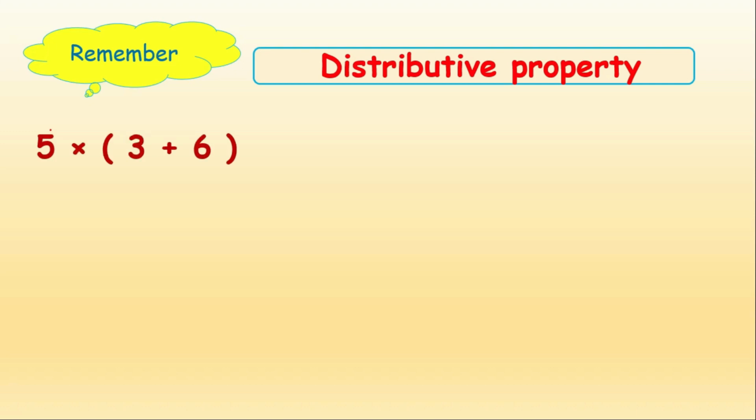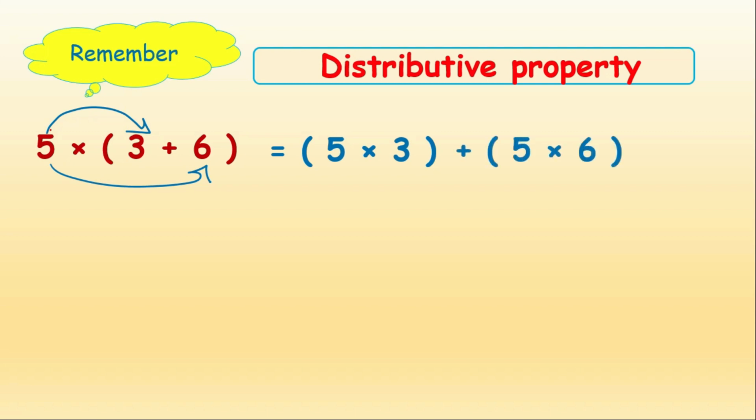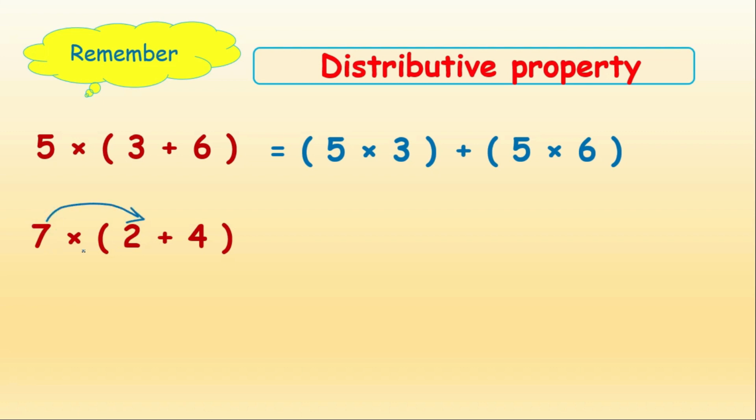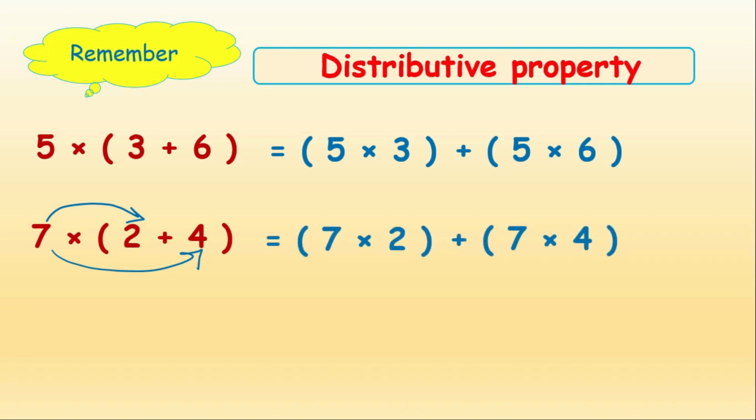Let's remember using the example 5 times 3 plus 6. That means you have to distribute 5 multiplying by 3 and multiplying by 6. How? Let's show. 5 times 3 plus 5 times 6. Okay, another example. 7 times 2 plus 4. That means distribute 7 times 2 and 7 times 4. So 7 times 2 plus 7 times 4.